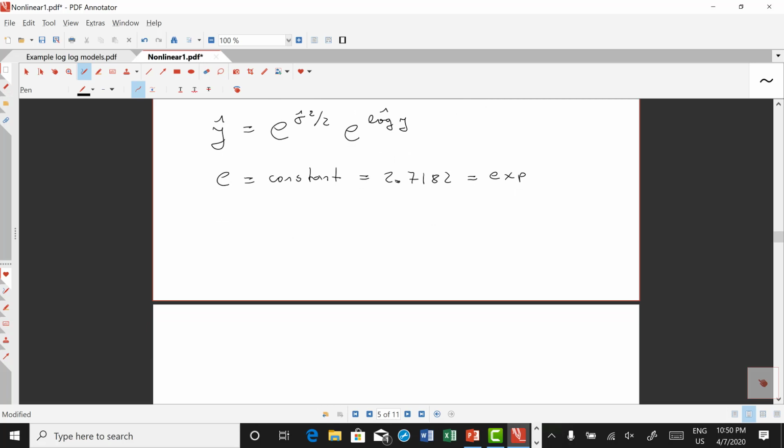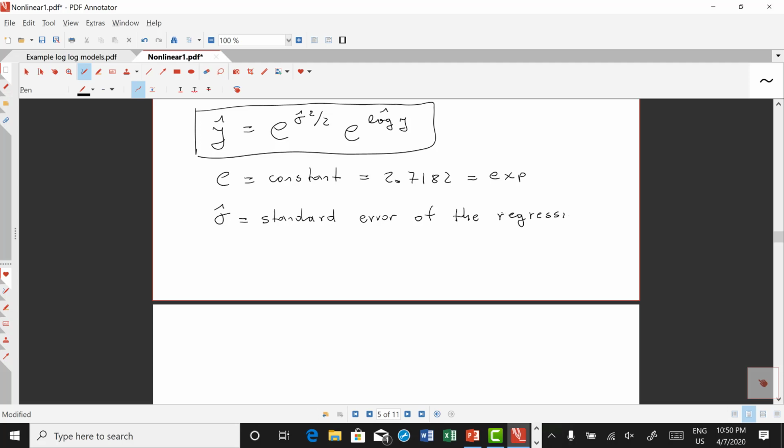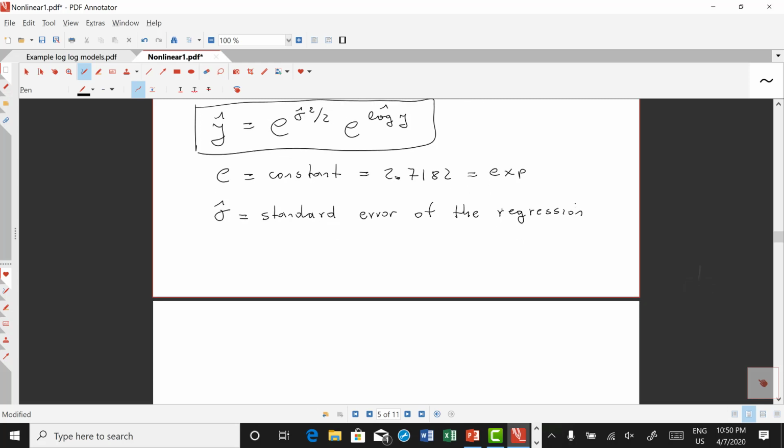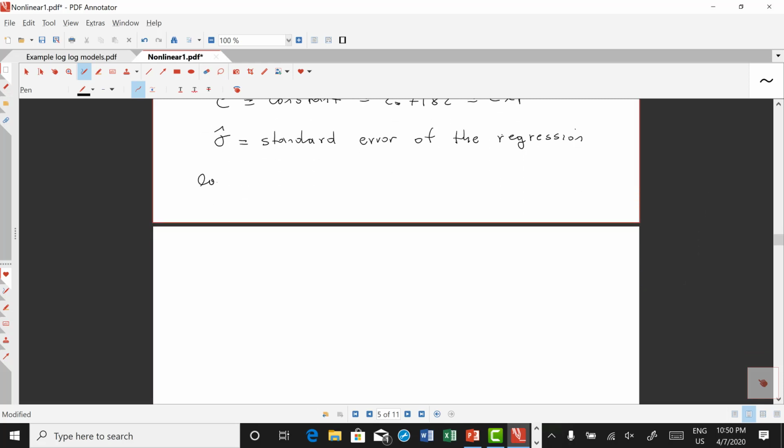So remember that, this is the formula to be used, and I was trying to define what each of the terms is. So remember sigma hat, that's the standard error of the regression, which we had used in the past. And we know where to find it in the results. And log of y hat is basically the predicted value of our model estimated using the log of y.